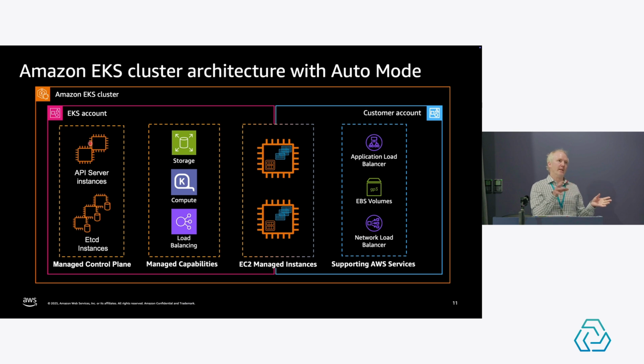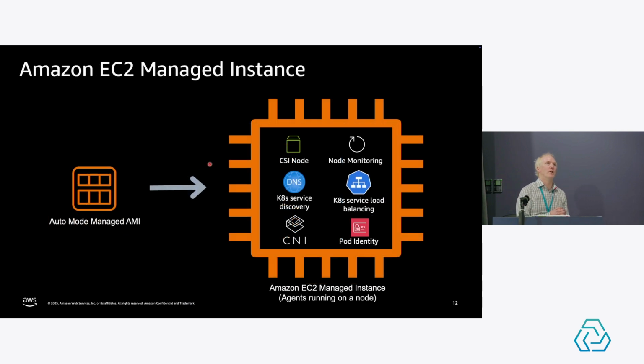This is the world with EKS Auto Mode. You can see that on the left-hand side, that pink square is expanded. So we've taken those managed capabilities under our hood, and thank you very much, and automated them for you. So what does that look like in reality?